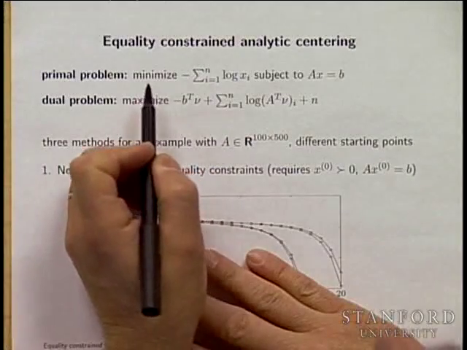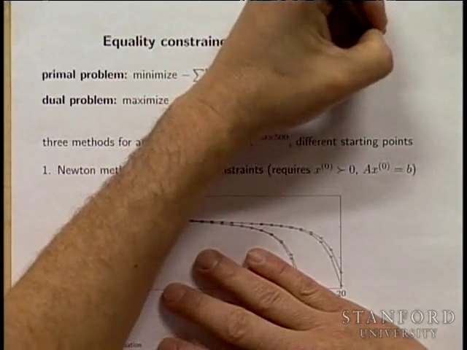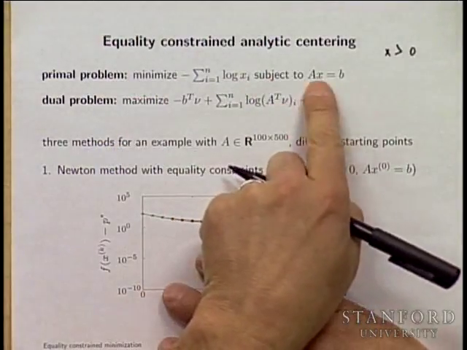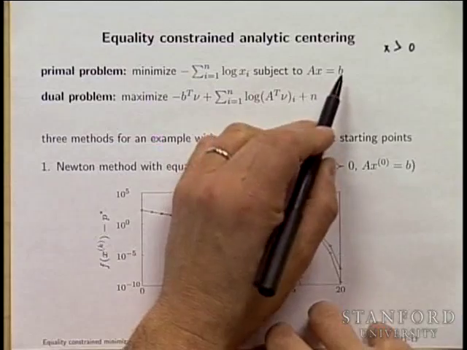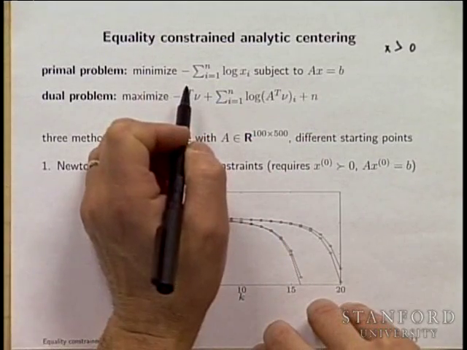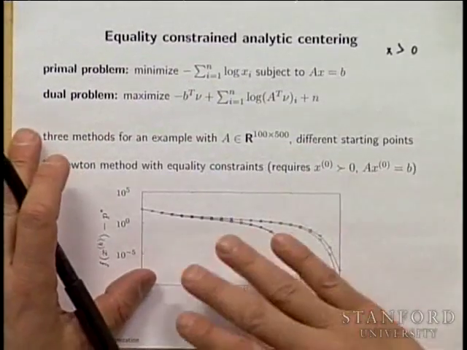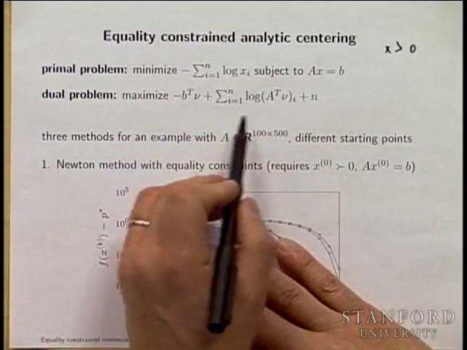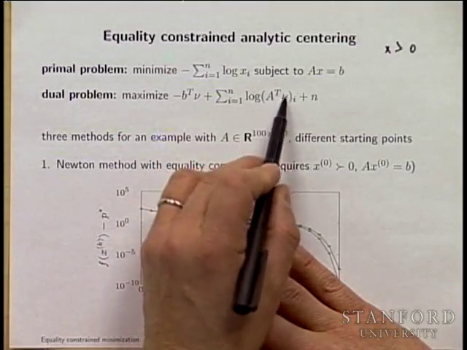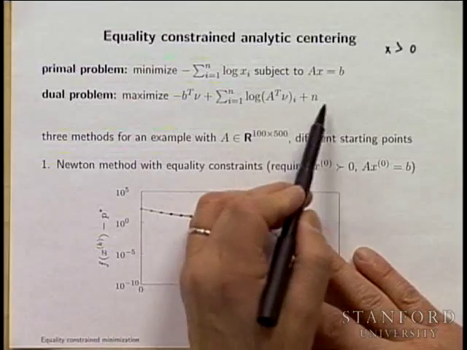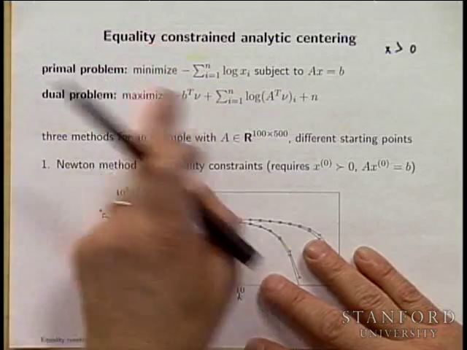OK, so let's look at it. So here you want to minimize minus the sum log x_i. That's the so-called log barrier for x strictly positive, subject to Ax equals b. We have a point x which satisfies Ax equals b and x is positive. So we start with that if we do the standard Newton method. Now the dual problem for this is maximize minus b transpose nu plus the sum of log (A transpose nu) plus n. So the n, of course, doesn't matter, but if you want the optimal value of this to equal the optimal value of that, then it matters.